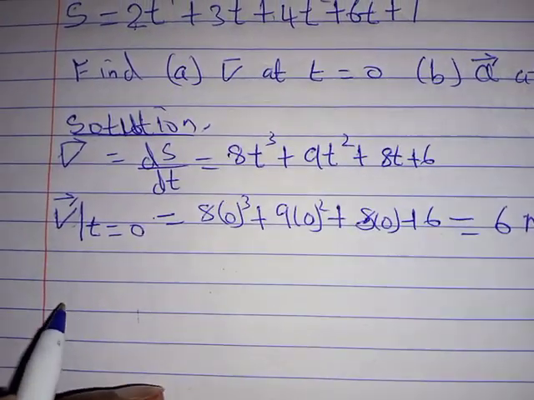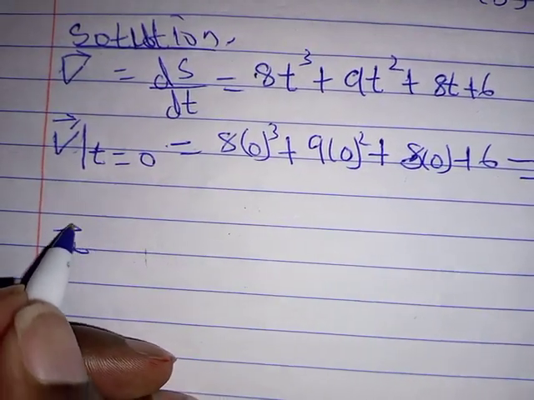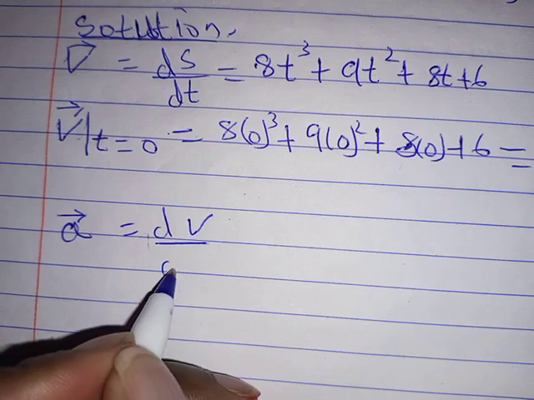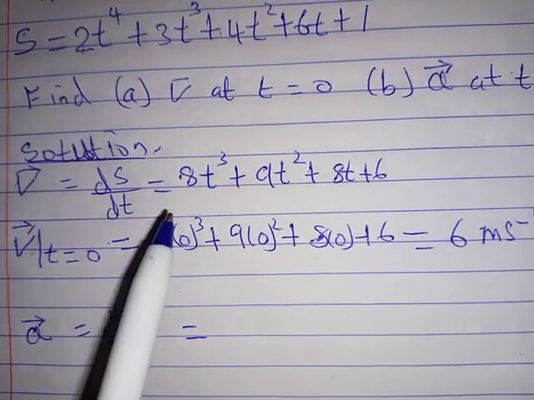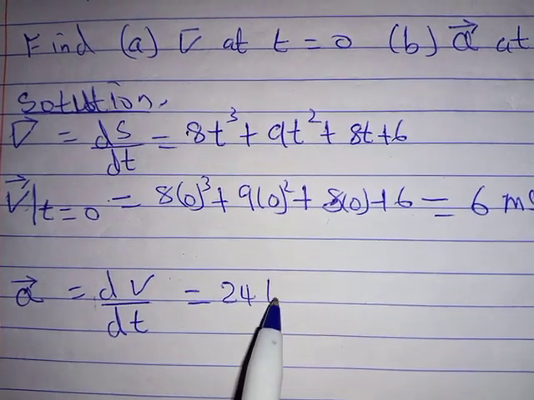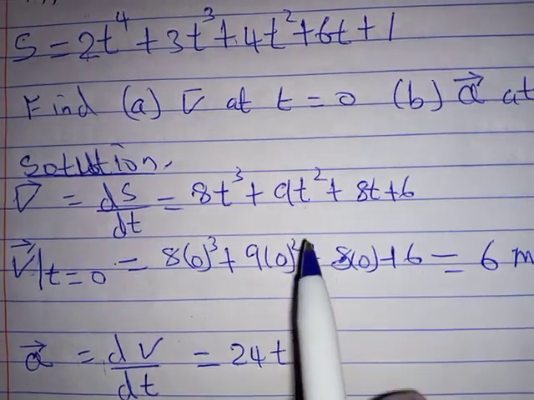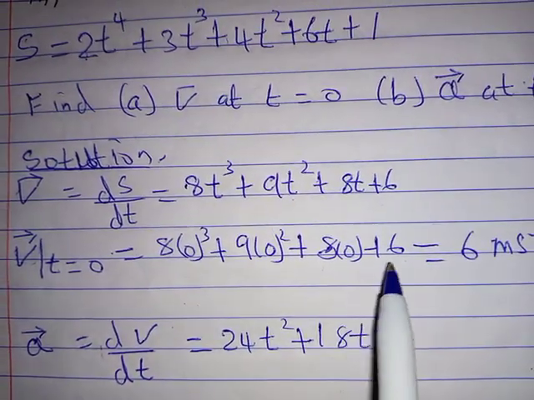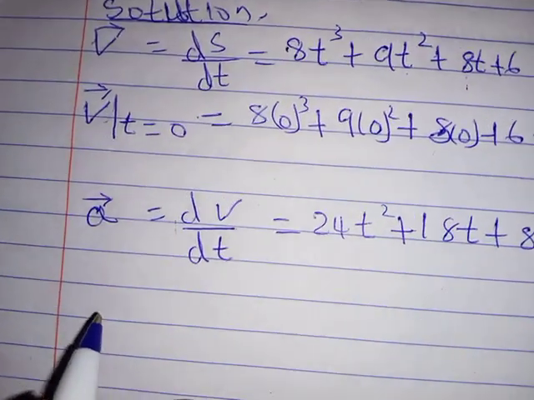So number B, acceleration is given by the derivative of velocity with respect to t, so we differentiate this. So 8t cubic differentiated will give us 24t squared plus 9t squared differentiated will give us 18t plus 8t differentiated will give us 8. 6 differentiated will give us 0.